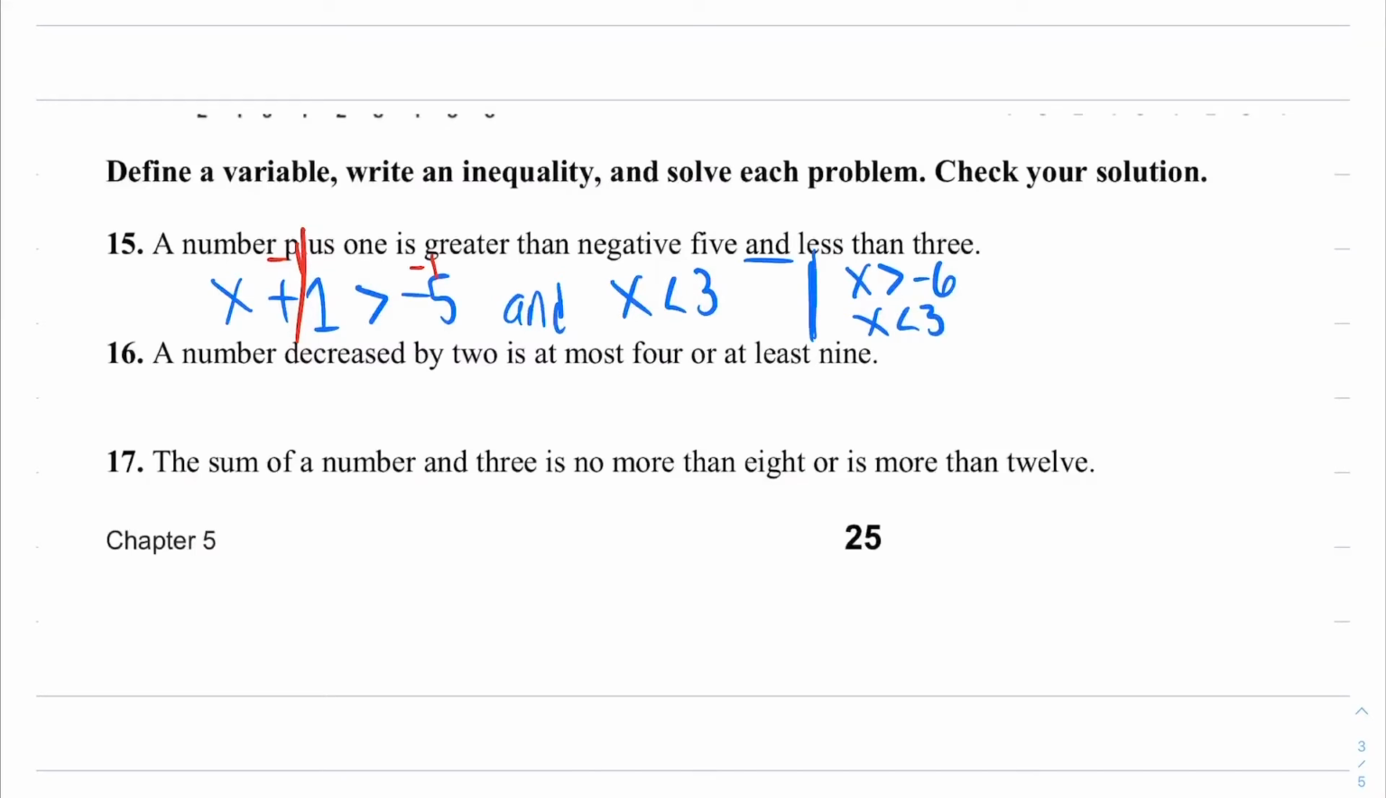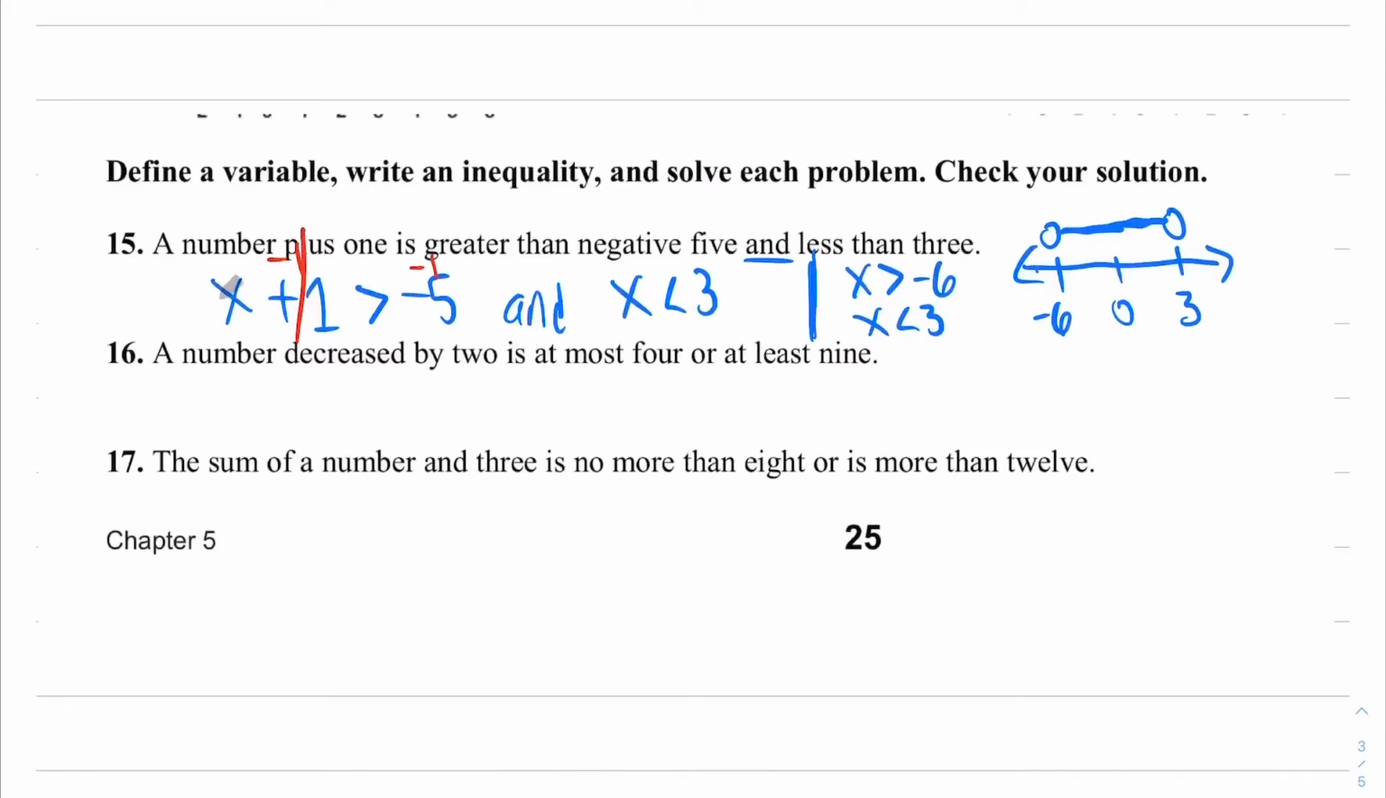And since we're going to check our solution, let's make the graph. We want to be numbers that are less than 3 and numbers that are greater than negative 6. So that would be this way. Alright, so if we check it, that means that this number 0, which is in between those two boundaries, should be a solution for both.